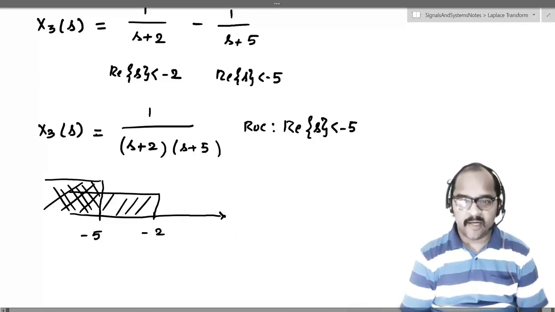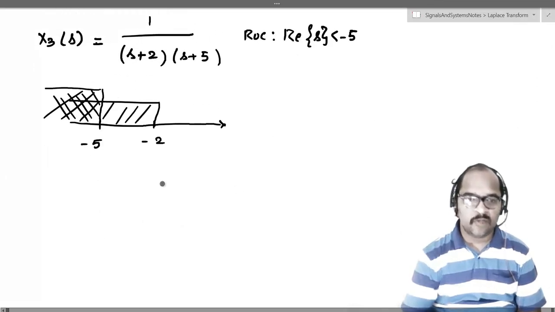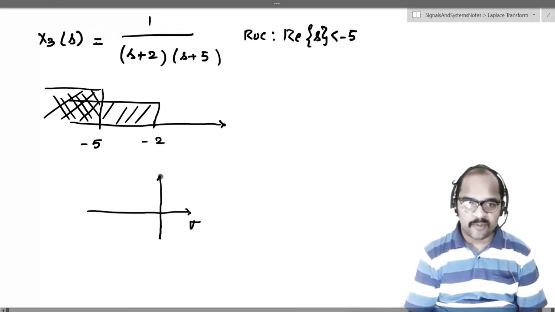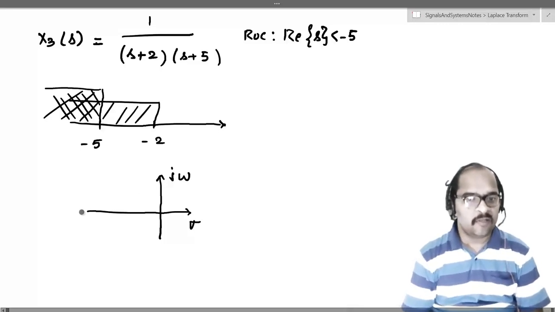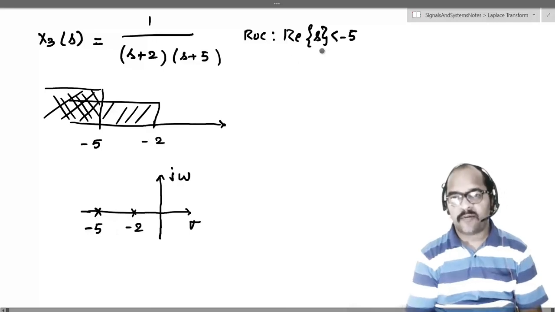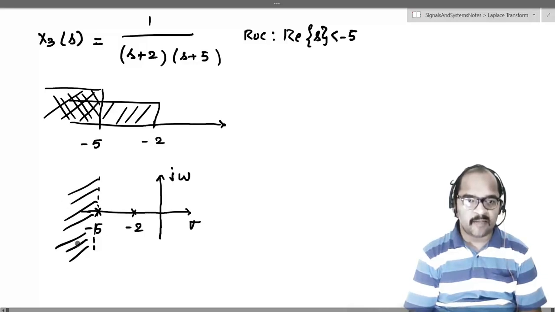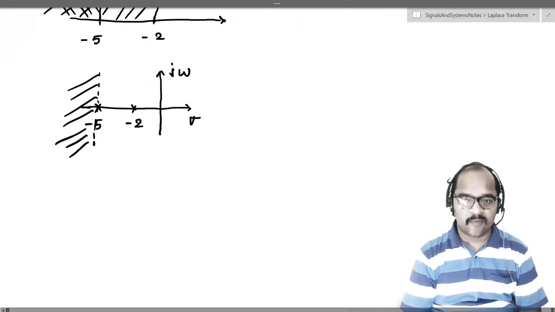Let us draw the region of convergence again. To do that we should know the pole zero diagram. So this is sigma. Note that I am not explaining what a pole zero diagram is; you should have studied it in control systems. This is minus 5. We have a pole at minus 5 and a pole at minus 2. So what is the ROC? It is real part of s less than minus 5. So this is the region where our Laplace transform converges. That is the ROC of the given Laplace transform x3 of s.